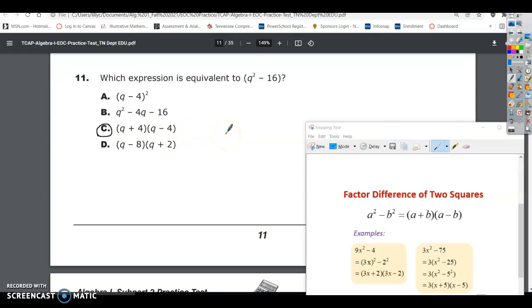So for number 11, all you have to do is factor. This is a big standard that you will see, especially on the EOC and ACT, and you will see this in every math class beyond this class. So this is important to learn and recognize. So number 11 is C.